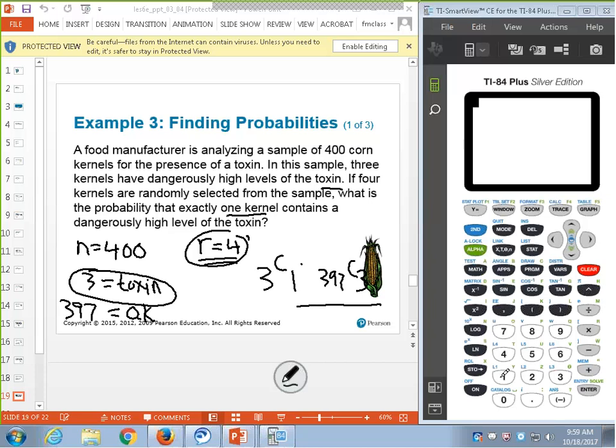Divided by the total number of samples, which is 400. Order doesn't matter, and you're selecting 4. And there's your answer. So you do the number of ways to get toxin, 3C1, the number of ways to get 3 non-toxin, 397C3, and then the totals are 400, and you're selecting 4. That's in the denominator. And there's your answer.